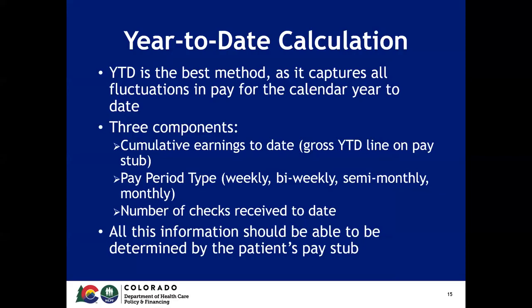So the year-to-date calculation, this one's the best method to use because it captures all the fluctuations in pay for the entire calendar year. Like I mentioned, there are 3 components to it. There are the cumulative earnings year-to-date, which is the gross year-to-date line on their pay stub. The pay period type, and the ones included in the application are weekly, bi-weekly, semi-monthly, and monthly. And then you would need to know the number of checks that they have received to date. All of that information you should be able to get off of their pay stub.